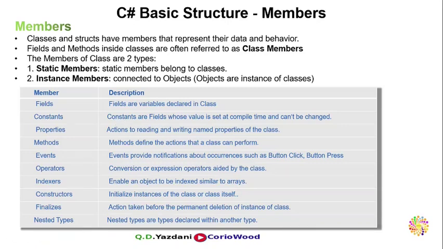Constants are fields whose value is set at compile time and cannot be changed. So once you declare the constant, it's not going to be changed. It's unchangeable. It's immutable. So constants are immutable. As in programming, we have mutable, which you can change the value, and immutable, which you cannot change the value.